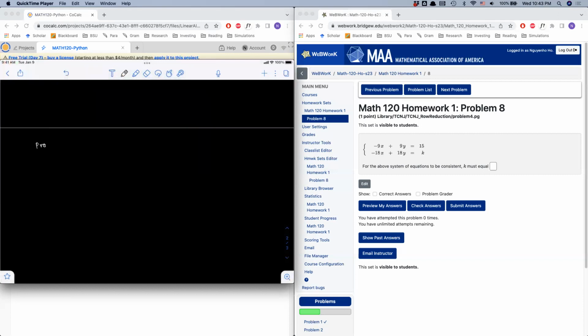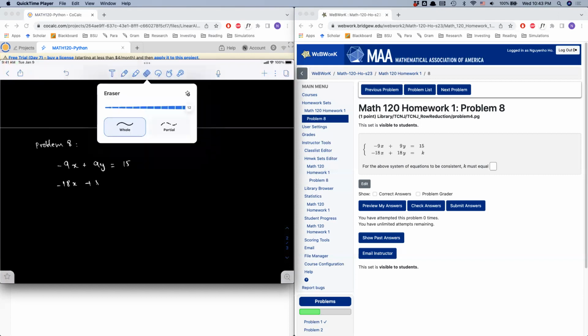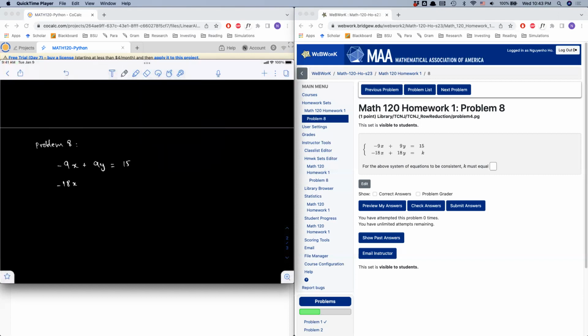So what I have here is problem 8. My system is -9x plus 9y equal to 15, and -18x plus 18y equal to k.